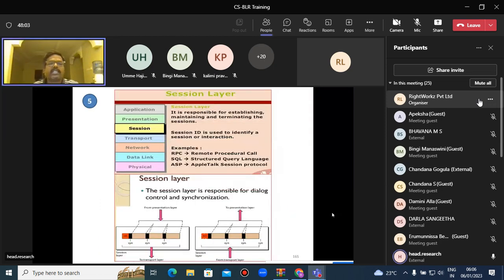Then session layer. The session layer is responsible for dialogue control and synchronization. So session layer is responsible for establishing, maintaining and terminating the sessions. Session ID is used to identify a session or interconnection. Examples like RPC, remote procedure call, structured query language, and ASP, Apple Talk session protocol. So this is about the session layer.